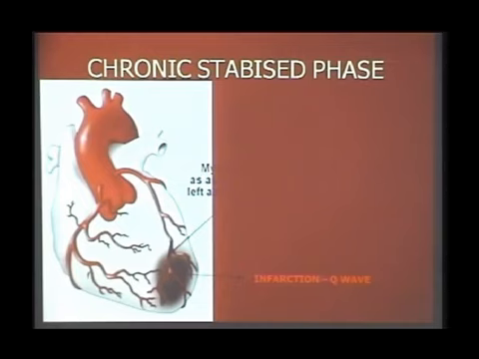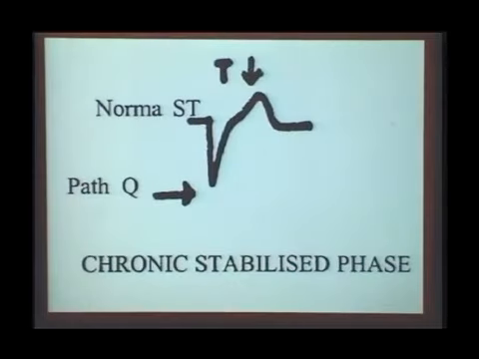So there is no surrounding area of ischemia. There is no surrounding area of injury. The patient is left with only the central area of necrosis, the Q wave, and the treatment of choice is going to be secondary prevention. So the Q wave, normal ST and normal T wave is the chronic stabilized phase.